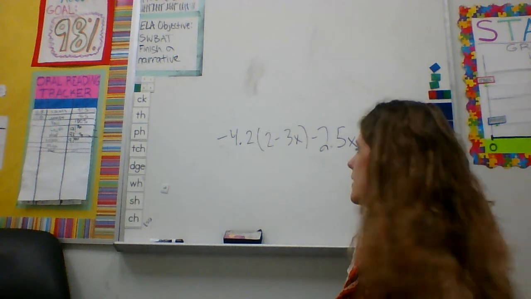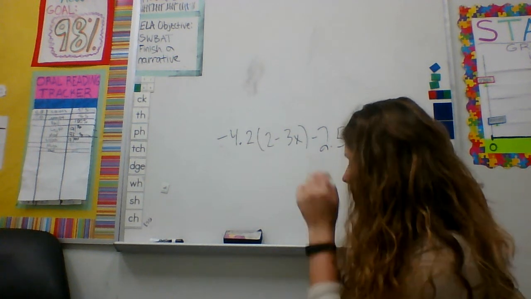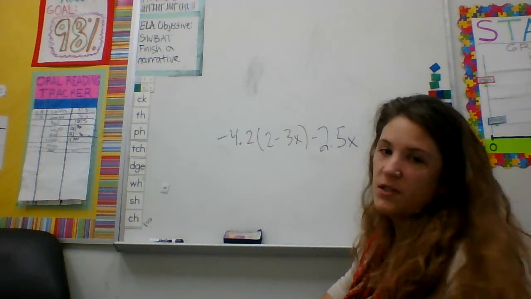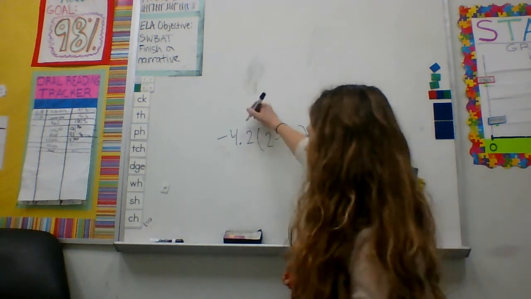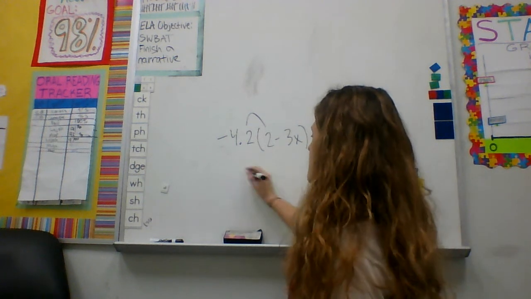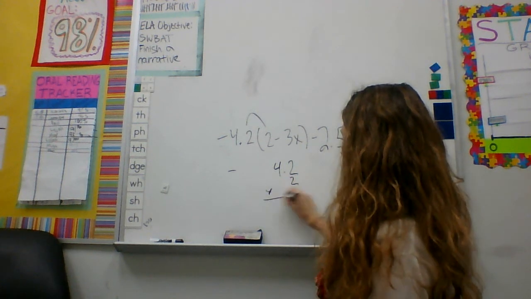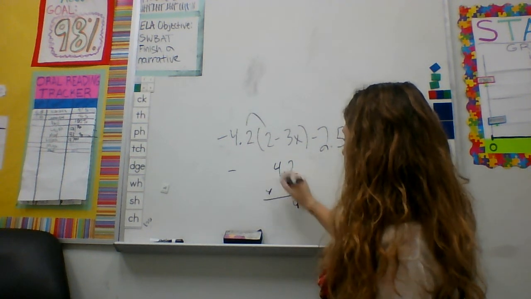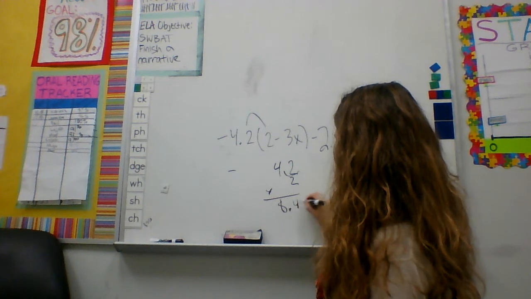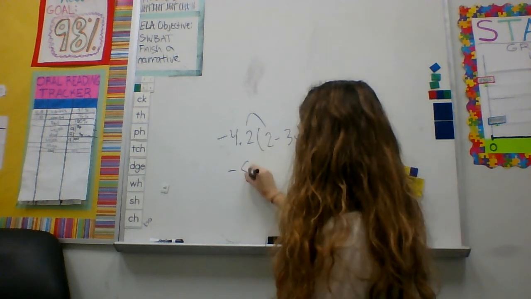Negative 4 and 2/10 x times the quantity 2 minus 3x minus 2 and 5/10 x. So to start this problem, it's just simple distribution, except this time I see decimals, which is fine. We know how to do that. So negative 4.2 times 2, a negative times a positive will give me a negative. Then I can do 4 and 2/10 times 2. 2 times 2 is 4. 2 times 4 is 8. My decimal point goes right there. So this is negative 8 and 4/10.